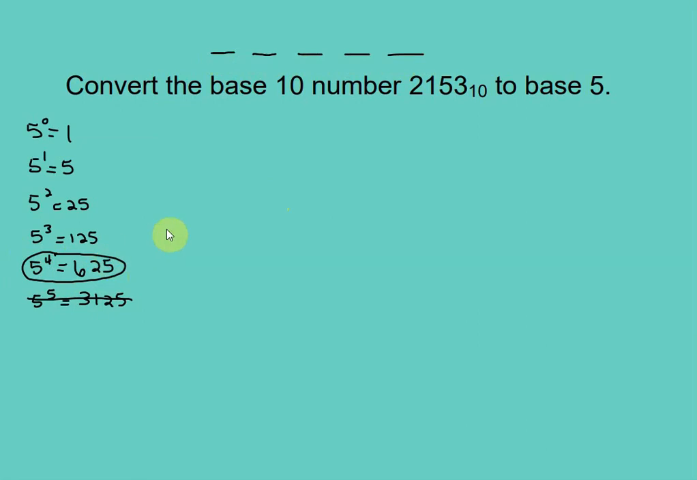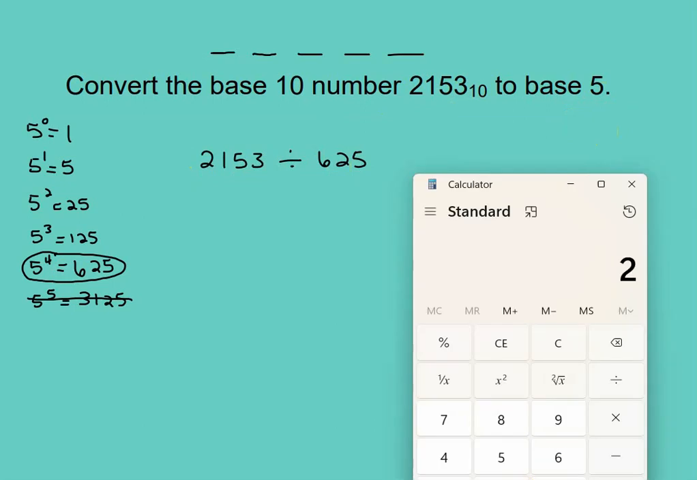All right, so now the first step is to take the number that we're converting, 2,153, and divide it by 625, the biggest power of the number that we're converting to that can divide into that number. I'm going to get my calculator out and take 2,153 and divide it by 625. So I get 3.4448.